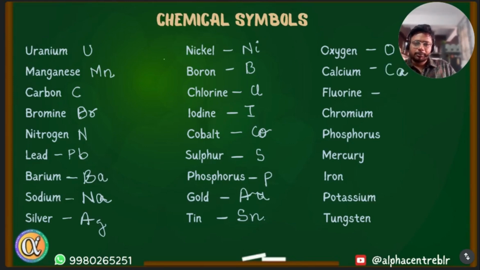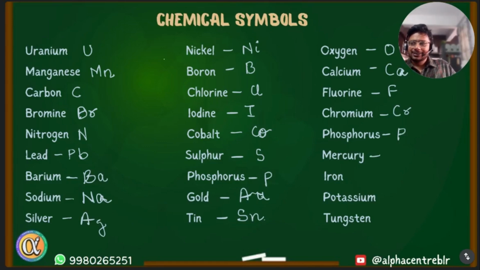Fluorine. What's the symbol for fluorine? Fl? No. Fu? No. Only F. Now, what about chromium? Cr. Phosphorus? Ph? No, P, sir. The first 20 elements you need to be very thorough with. So phosphorus is just a P.